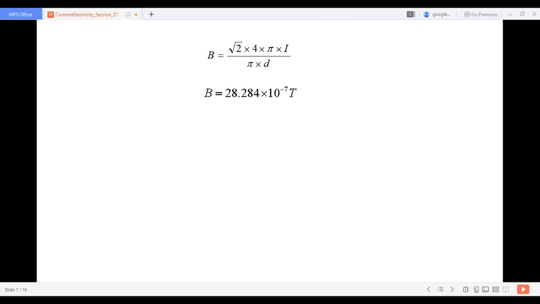Substitute the value of I and D. We get the value as 28.284 into 10 raised to minus 7 Tesla. That can also be written as 2.8284 into 10 raised to minus 6 Tesla.